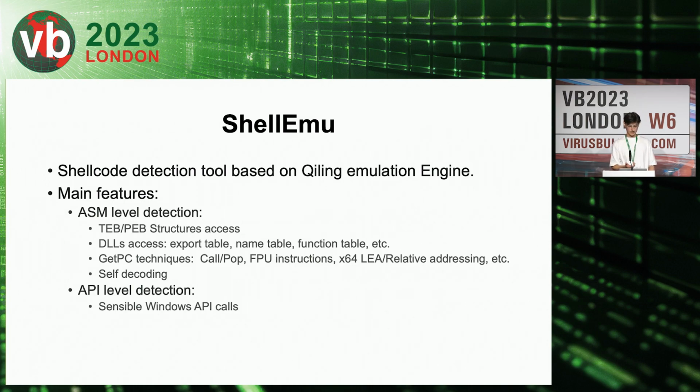And for that, we are using the Chiling emulation engine. And an additional feature is the ISM level detection, where we can check access to TEB, PEB structures, DLL accesses, and also some famous shellcode techniques like getPC or self-decoding.